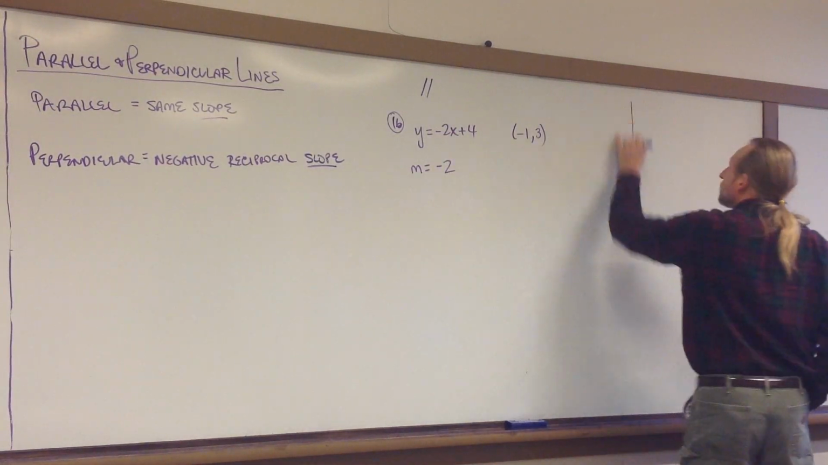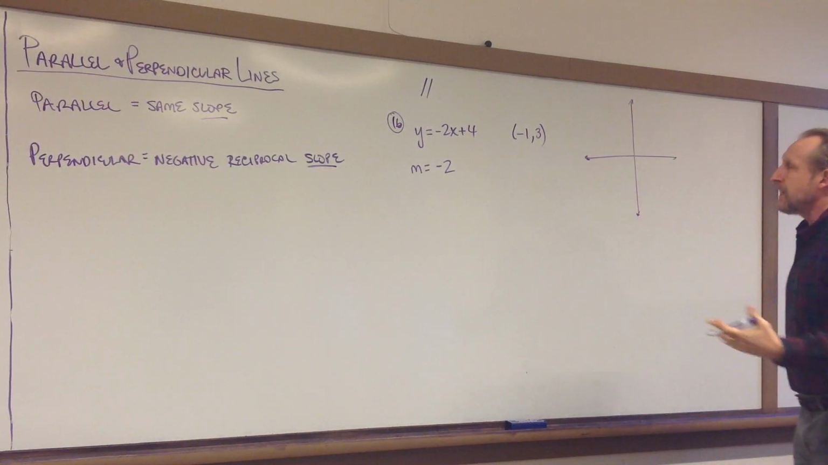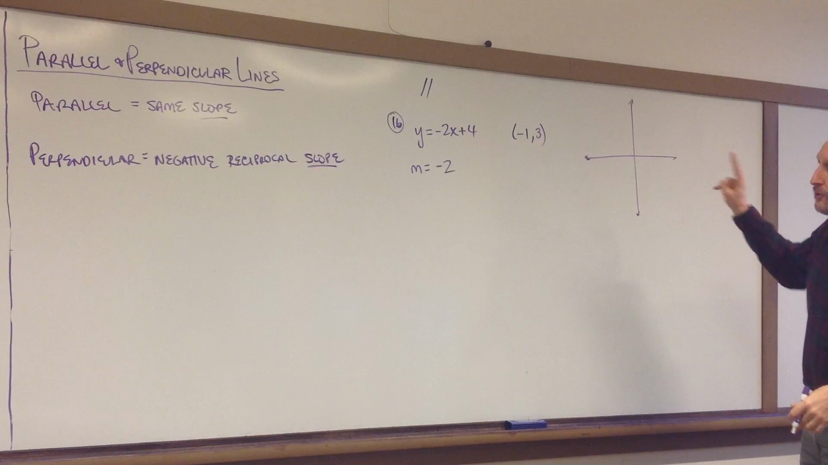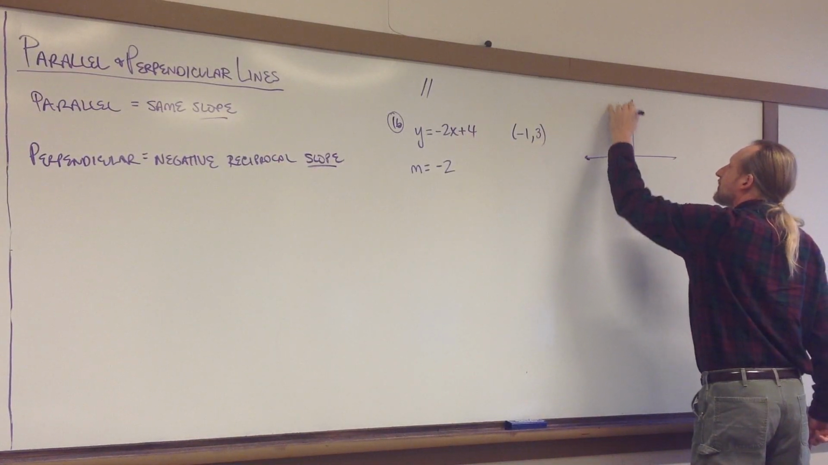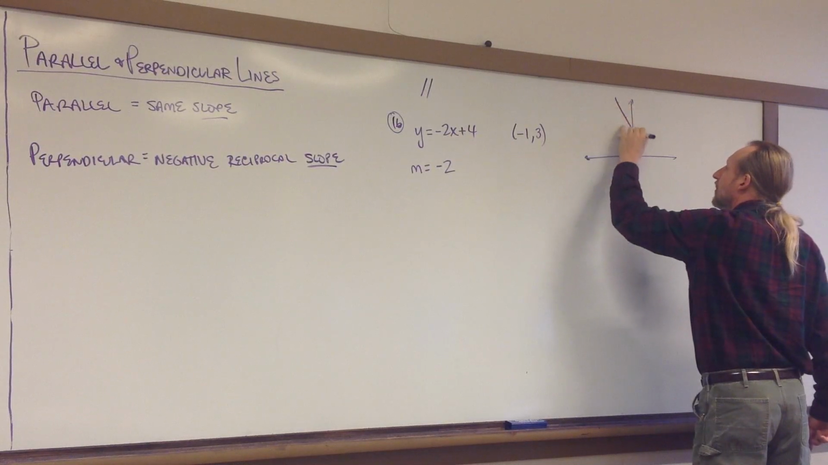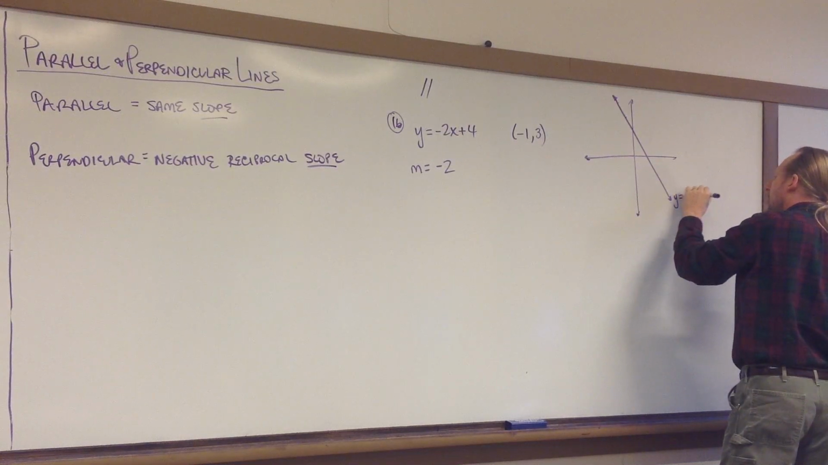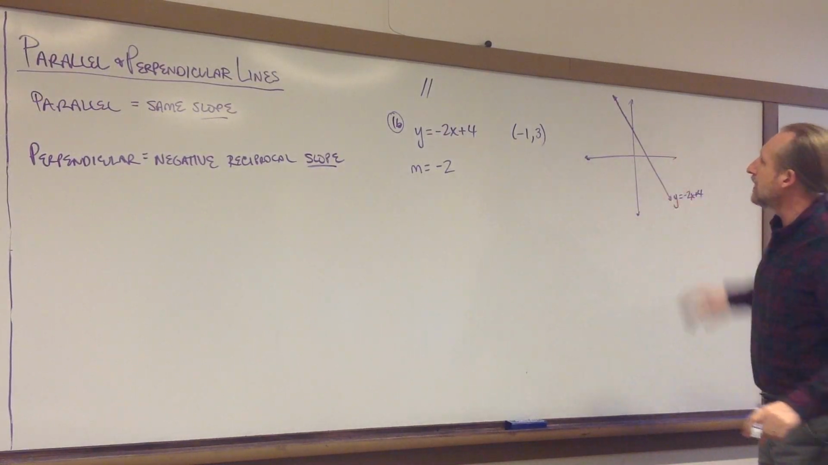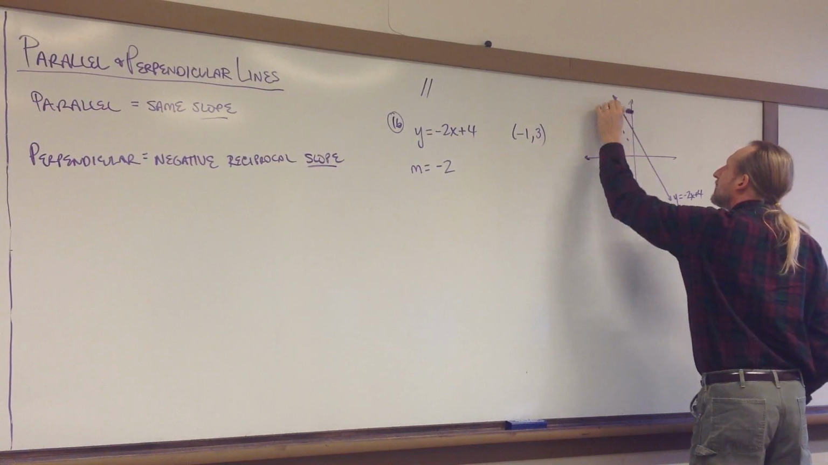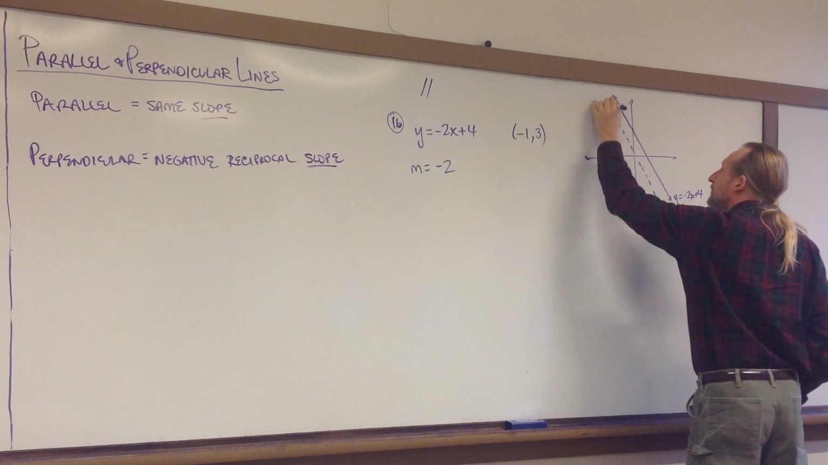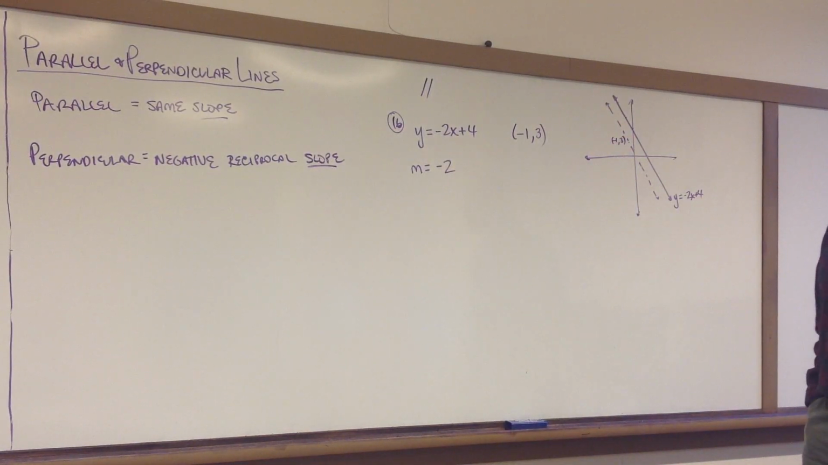So again, you don't have to draw these, but I'm going to draw this picture just to help make sure people understand we're talking about two different lines. Negative 2x plus 4 is going to look something like this. So we want a line parallel to this that's passing through the point negative 1, 3. So that's going to be here. They're going to be pretty close to each other. Okay? But they are going to be different lines.